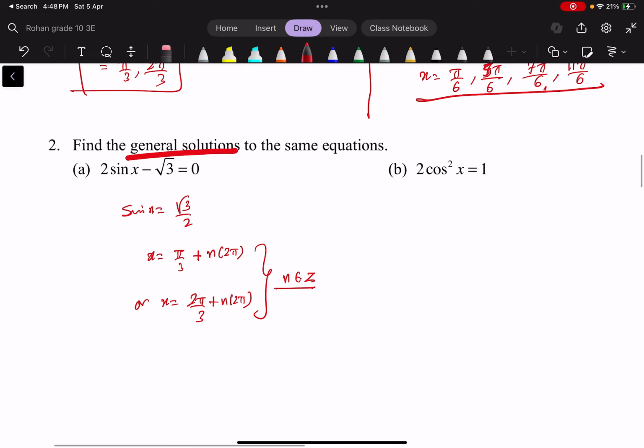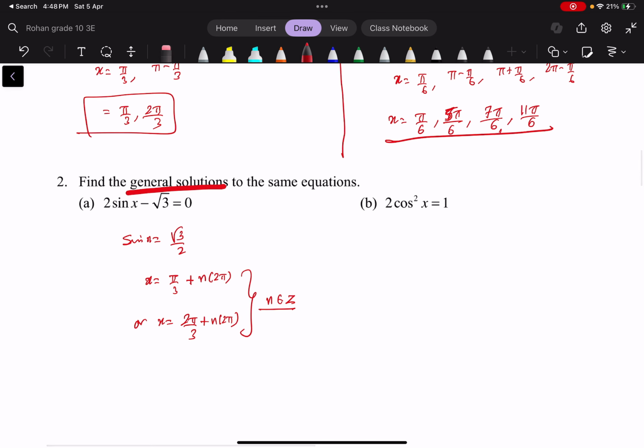Similarly, here what will you do? You do cos x equals 1/2, so the same answer. So x is equal to pi by 6 plus 2 n pi, or x is equal to 5 pi by 6 plus 2 n pi, or x is equal to 7 pi by 6 plus 2 n pi, or x is equal to 11 pi by 6 plus 2 n pi.